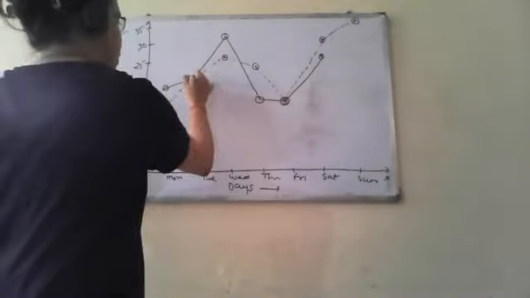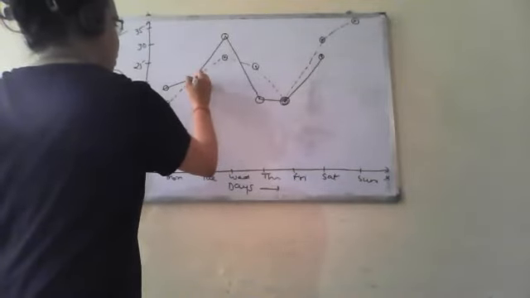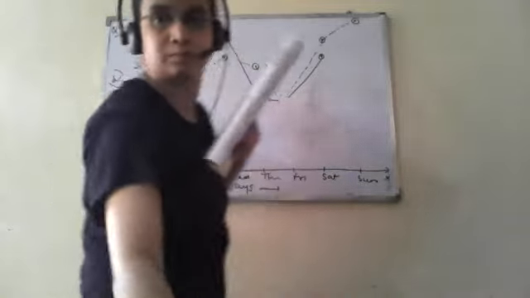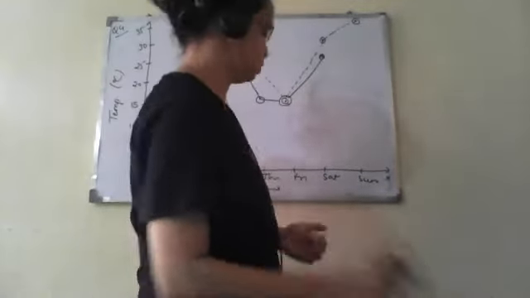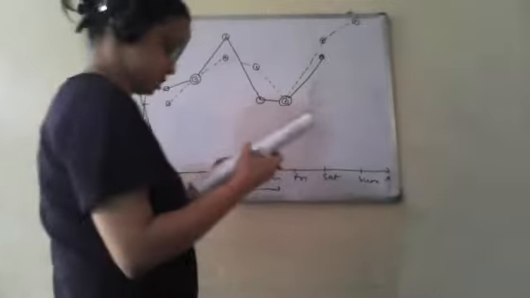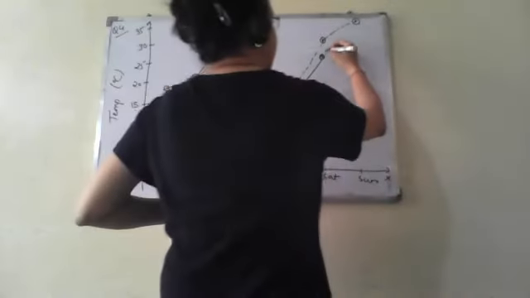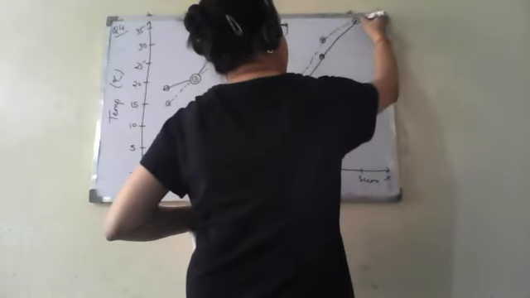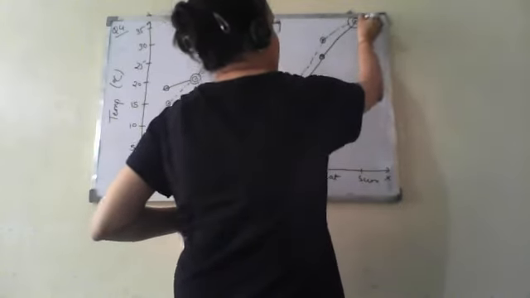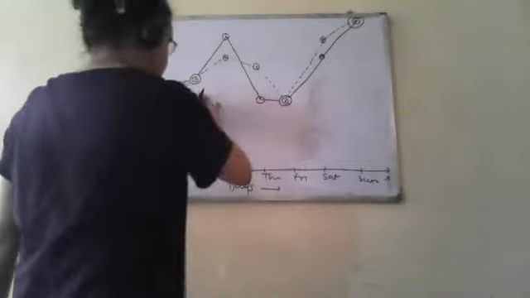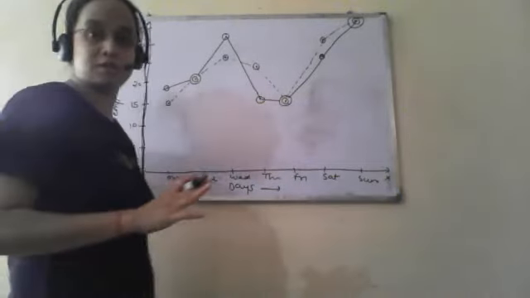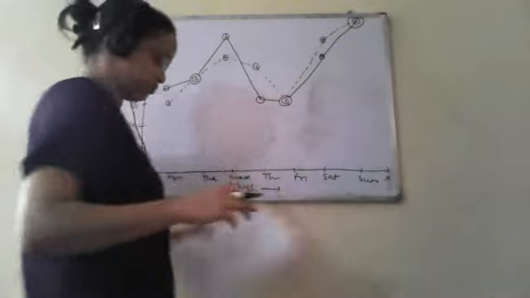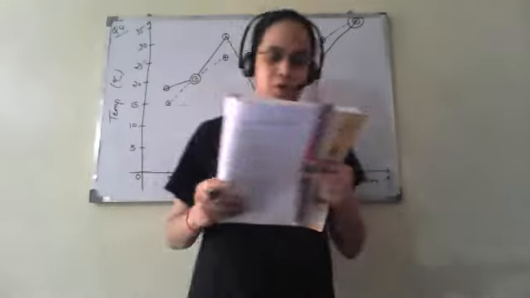So at this point I have put double circles. So that means the temperatures are the same, and on Sunday both the temperatures were the same. So I am representing it with a double circle. So there are three instances where the actual temperature and the forecasted temperature were the same: Tuesday, Friday and, sorry, Sunday.